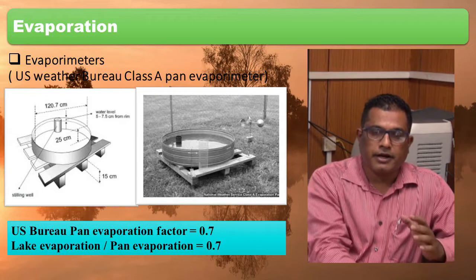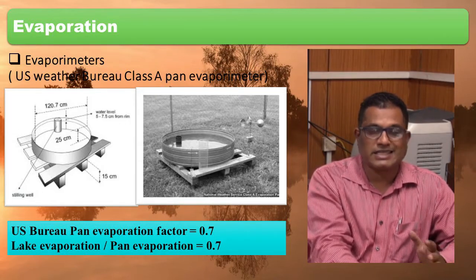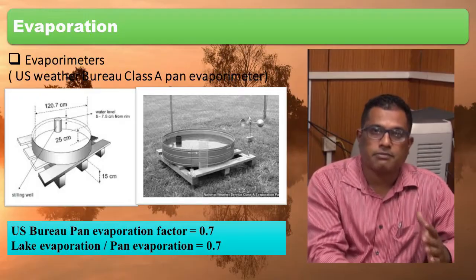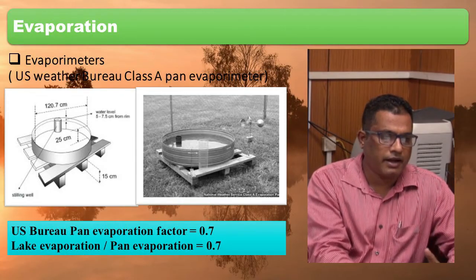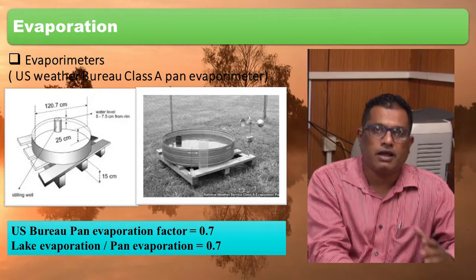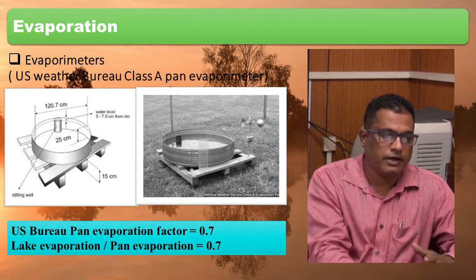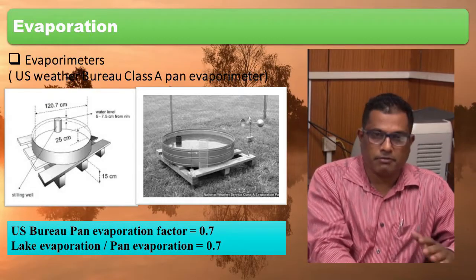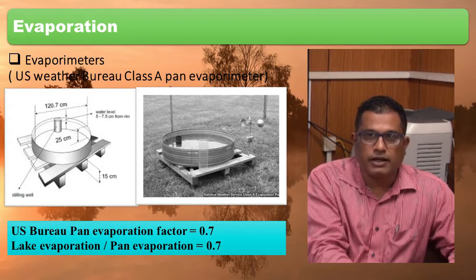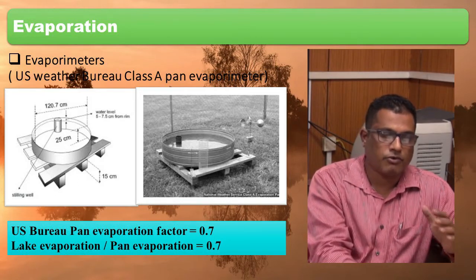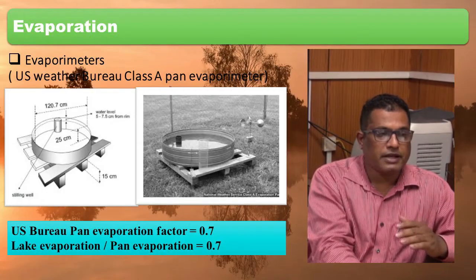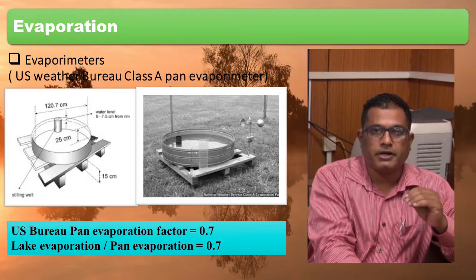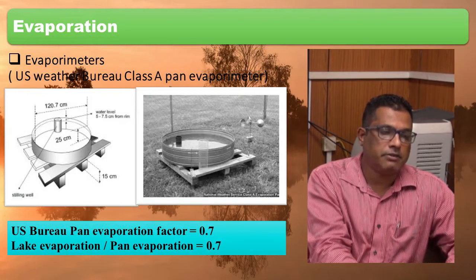The provision is made so that it can stand at least 10 or 15 centimeter above the ground surface on a wooden platform, so that there is proper aeration. Actual field conditions are provided, and nearby there is no vegetation, and any crop with a height of more than 1 or 2 meters is avoided. So it is kept devoid of any vegetation nearby. The water level is measured every day for finding the evaporation from this pan evaporimeter. There is a measuring gauge which allows measurement of how much depth of water is depleted over a period of time.